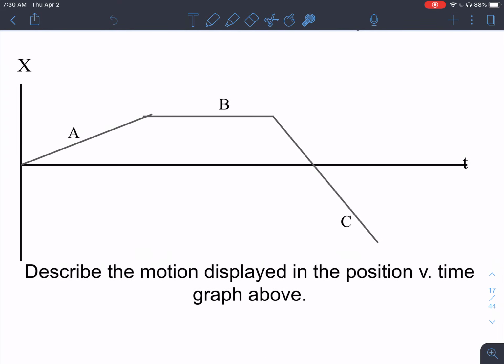All right, so this is another position versus time graph. It does not say it on the axes, but the question does tell you. I want you guys to describe the motion of this graph. And if you want to get creative with it, like come up with a little story, go right ahead and pause the video to describe the motion.